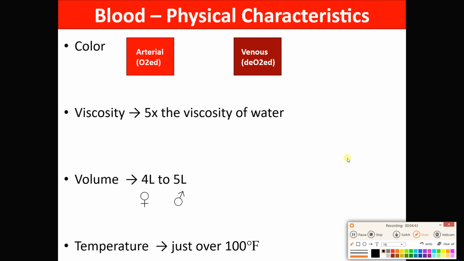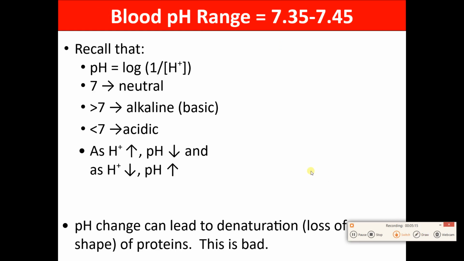Now, let's see. The volume of blood is typically 4 liters in females, 5 liters in males, but there is variation in that. Now, the temperature of blood is usually just over 100 degrees Fahrenheit. So think about it as being slightly warmer than normal body temp. And that is because one of the things that blood is carrying, and transport is a huge job for blood, is heat. All right, so we have some physical characteristics.